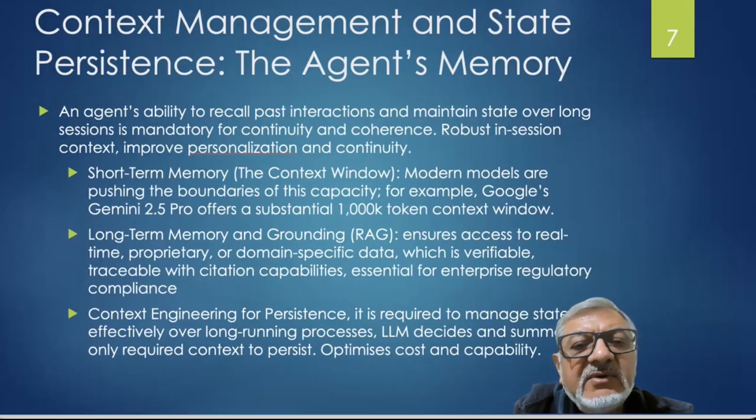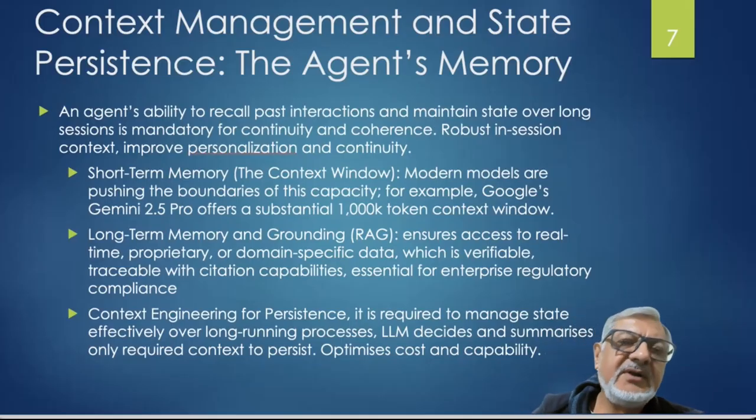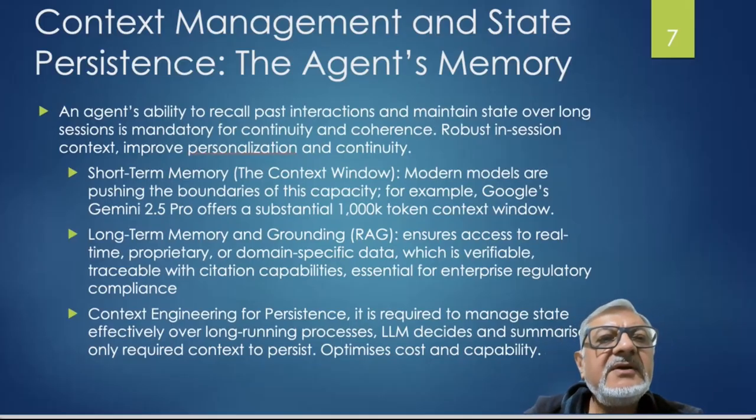So context engineering for persistence is required to manage the state effectively over long-running processes. LLMs decide and summarize only the required context to persist, because based upon the prompt, the LLM decides which context needs to persist. So that optimizes the cost and capability. So these are some of the features which LLM architecture requires for enterprise-grade agentic AI.